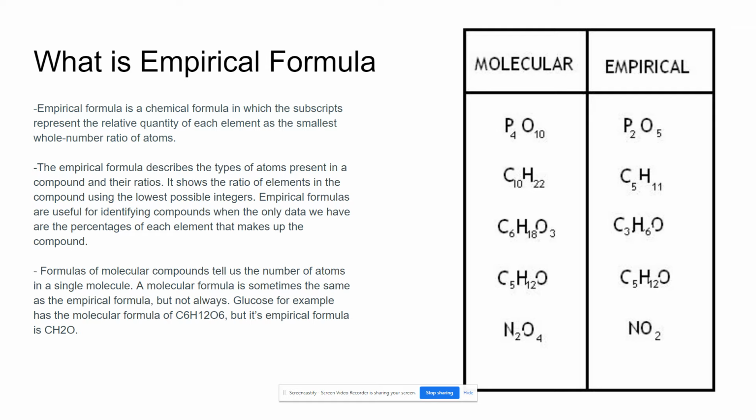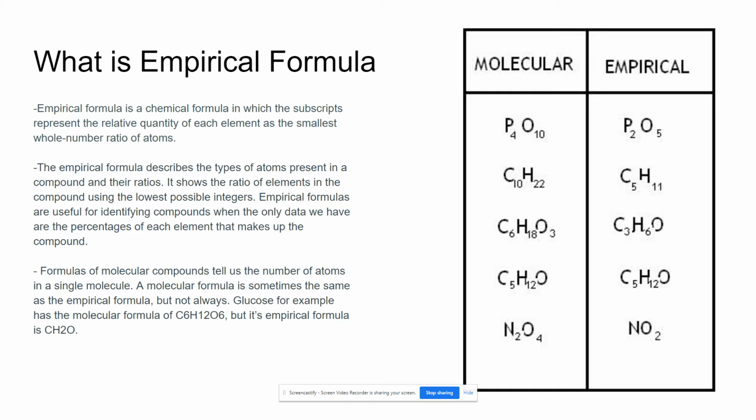Empirical formulas are used for identifying compounds when the only data they have are the percentages of each element that makes up the compound. Formulas of molecular compounds tell us the number of atoms in a single molecule. The molecular formula is sometimes the same as the empirical formula, but not always.